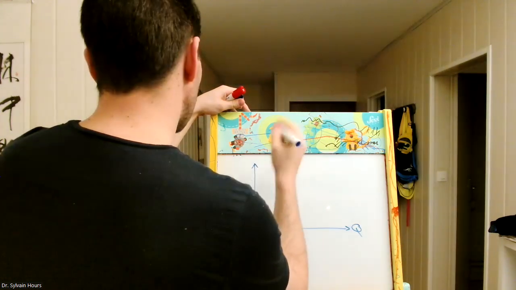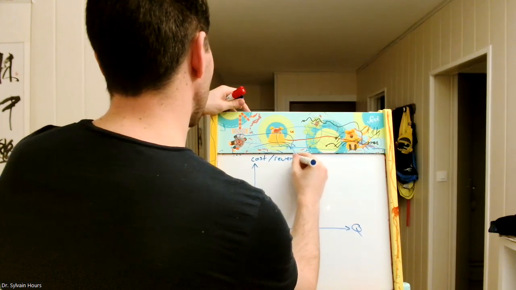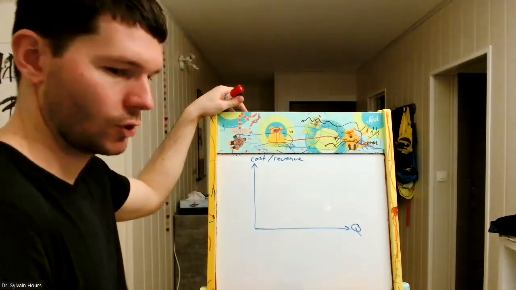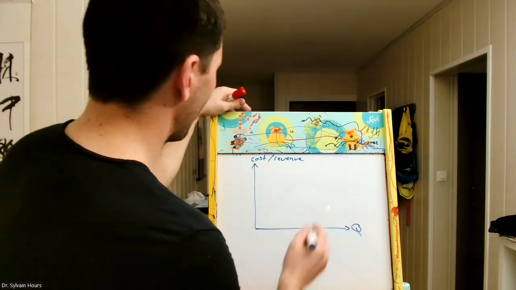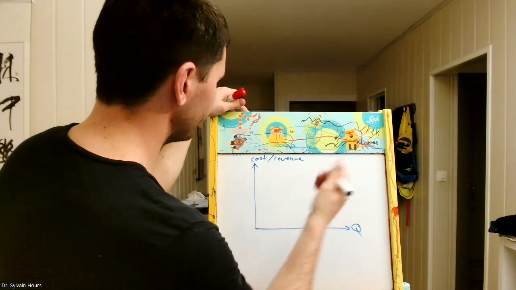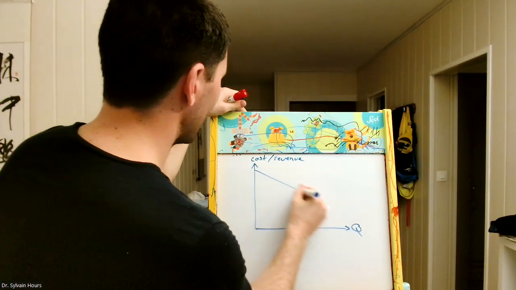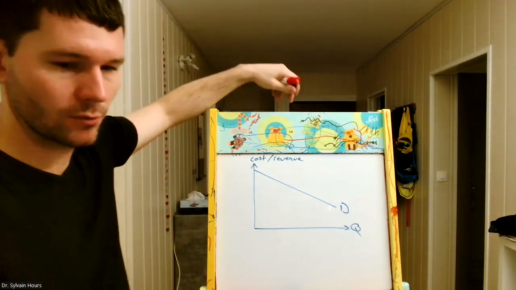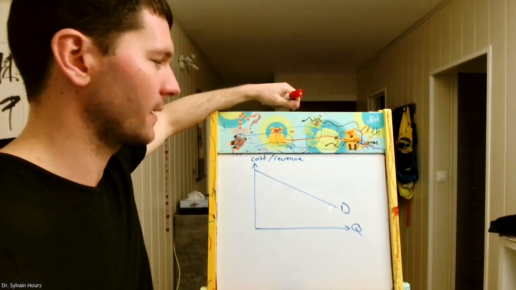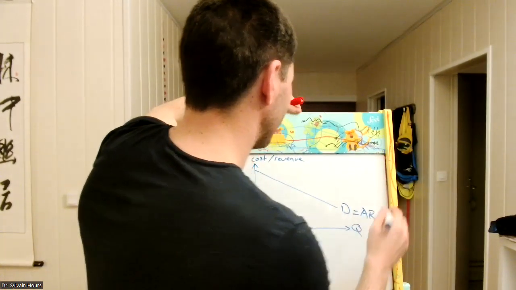Quantity, and again, we can just write cost revenue. It's okay if you write price, but cost revenue is a bit more general. So this monopolist is facing the entire market demand. So D is the market demand. Of course, it's downward sloping. And it measures the average revenue, okay?